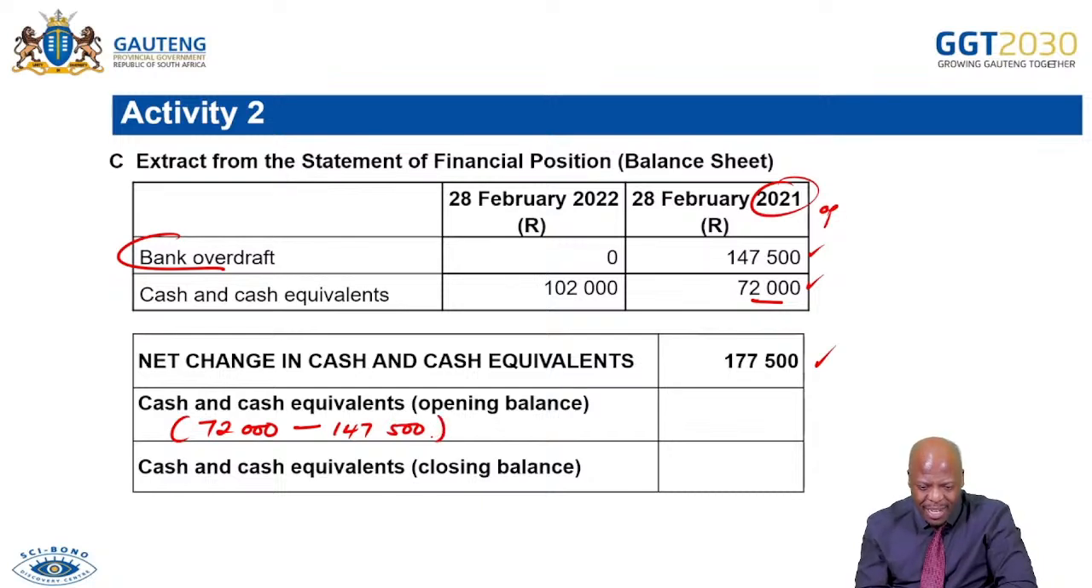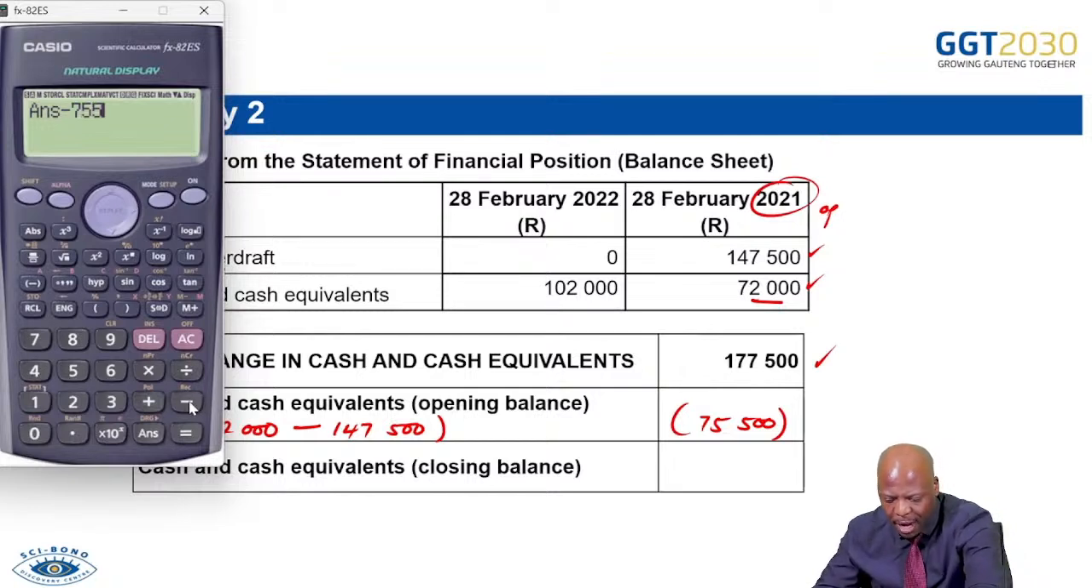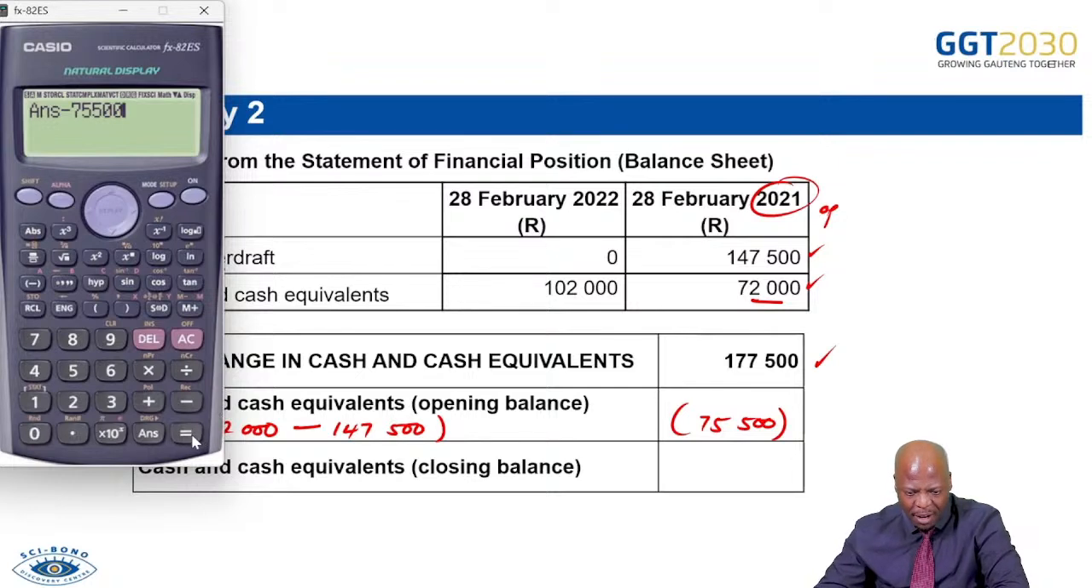Punch in your calculator. How much do you get? 72,000 minus 147.5. You get a negative 75,500. And then, since you have a negative 75.5, we are going down. On our calculator, we had 177.5. Now we have a negative 75.5. So I'm going to say minus 75,500. I'm going to subtract that 75.5. Then I end up with 102,000.